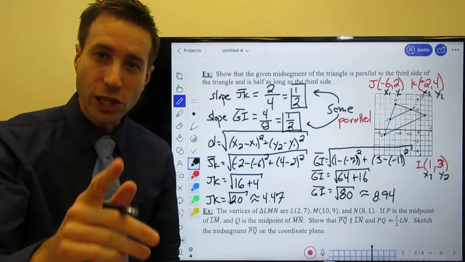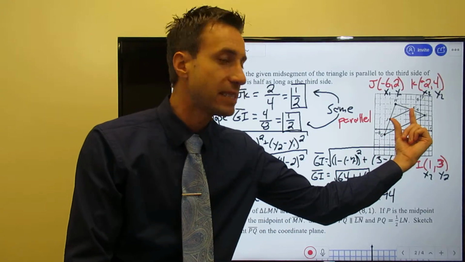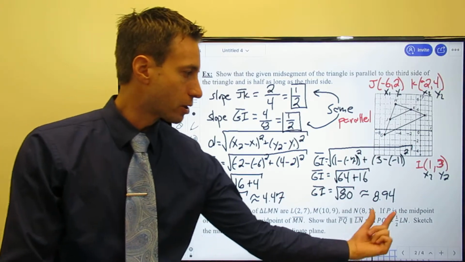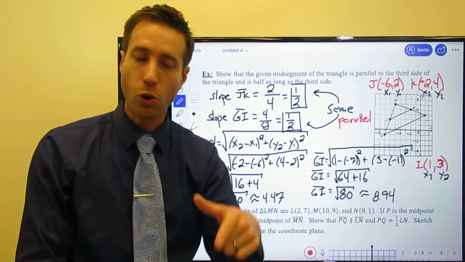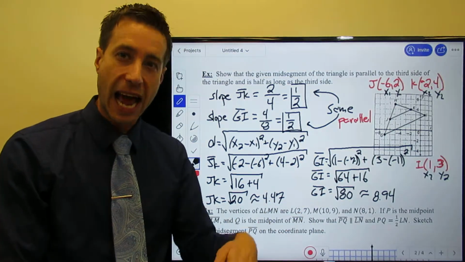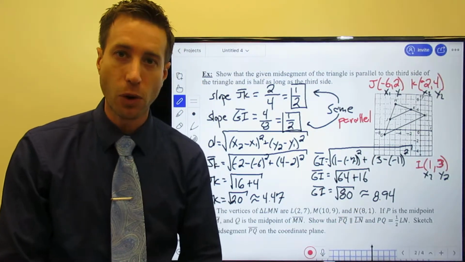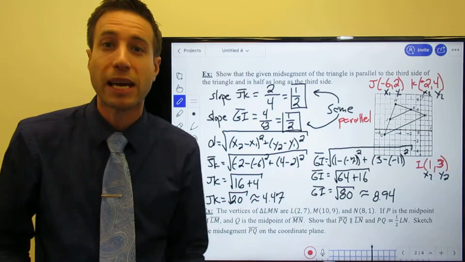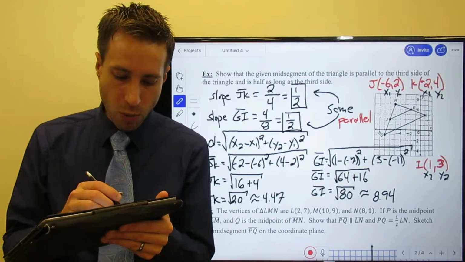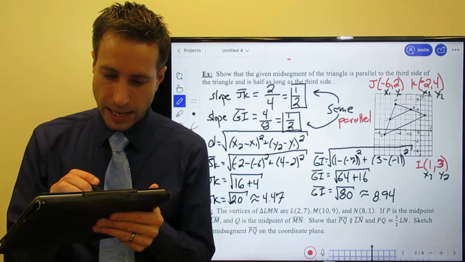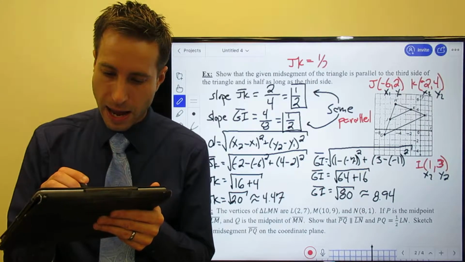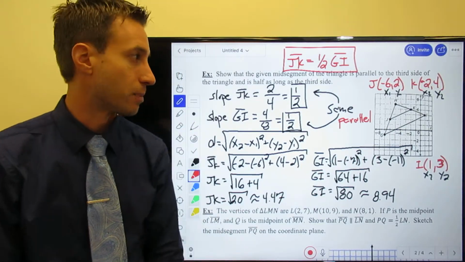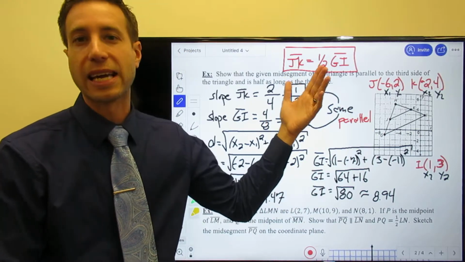So there we go. Now the question, right? Remember the question we're trying to answer: we know the property says the midsegment is half the length of the third side. Well, here's my third side, 8.94. The question is, is 4.47 half of 8.94? And the answer is yes. Take 8.94, divide it by 2, and you get 4.47. So what we know is yes, JK is 1/2 GI. Turns out that property holds true. So they are parallel, and yes, JK is half of GI.